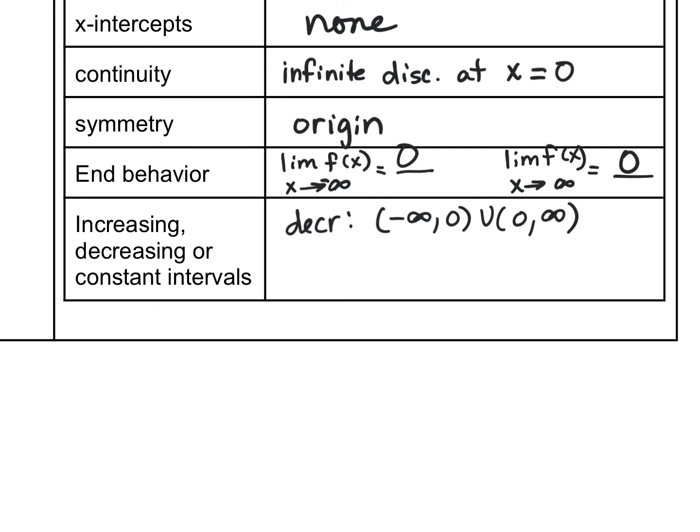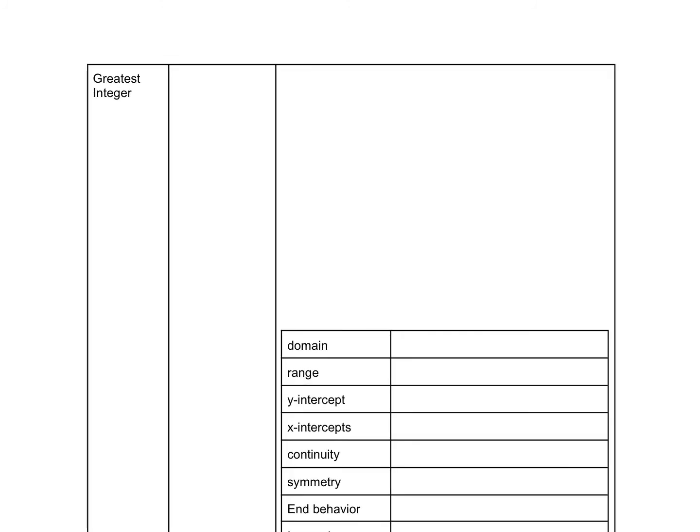Oop, I think we're to the last one, aren't we? Woo! Greatest integer is one that you should have seen. It's a step function, but most of you probably aren't familiar with it. That is f of x equals, here. That is the symbol for a step function or greatest integer. Greatest integer is called a step function. It is also sometimes called an elevator function.